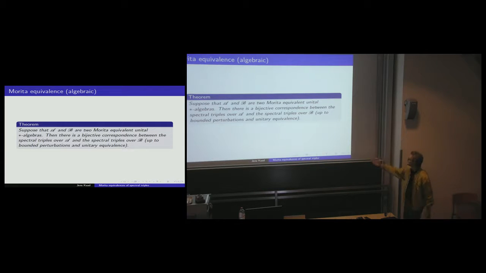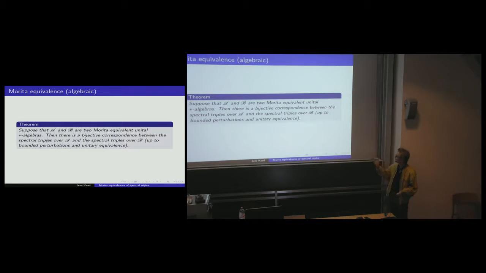Okay, so here's the theorem. It says that if you have two Ritter equivalent unital star algebras in this sense, then indeed you have this bijective correspondence between the spectral triples over A and the spectral triples over B. But there's a subtlety here, which is contained in this parenthesis at the end. It says that this is actually not really true as it stands. You need to divide out by two equivalence relations.